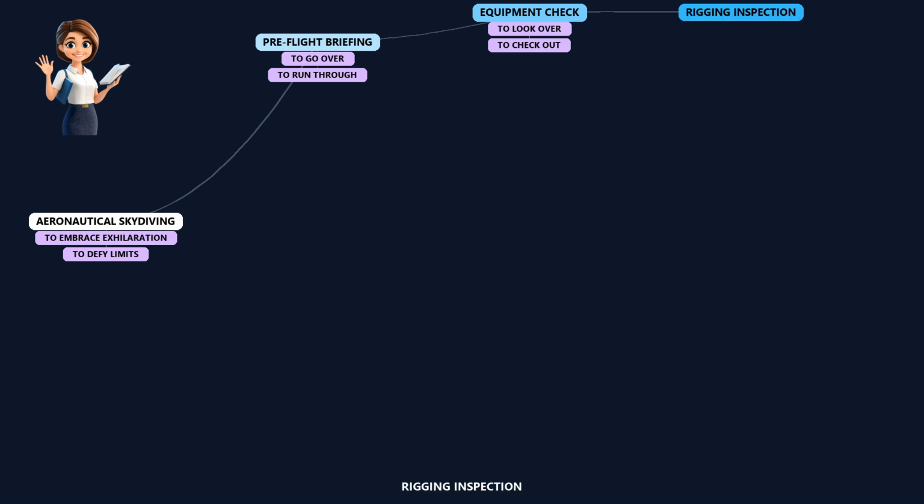Rigging inspection. During a rigging inspection, you must pull on the pilot chute cord and remember to zip up the container tightly. To put it simply, you are testing the strings and closing the zippers so nothing falls out.